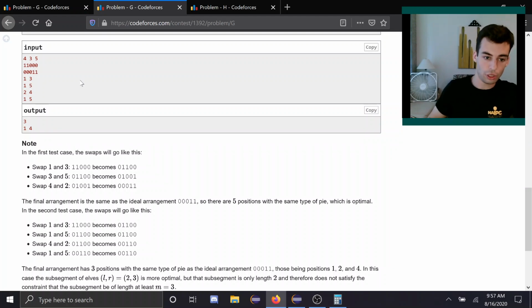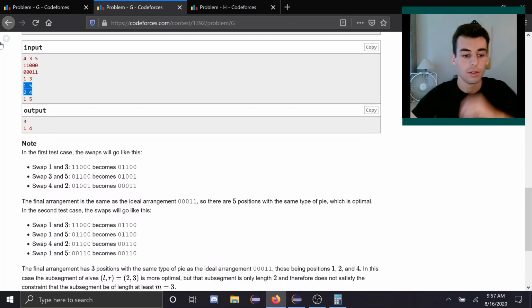Let's try it. So initially you have 1, 0, 1, 1, 0, 0, 0. You want to go to 0, 0, 0, 1, 1. So you swap 1, 3. Then you have 0, 1, 1, 0, 0. Then you swap 1, 5, which doesn't do anything. Then you swap 2 and 4. So then you get your 0, 0, 1, 1, 0, which matches in 3 places.